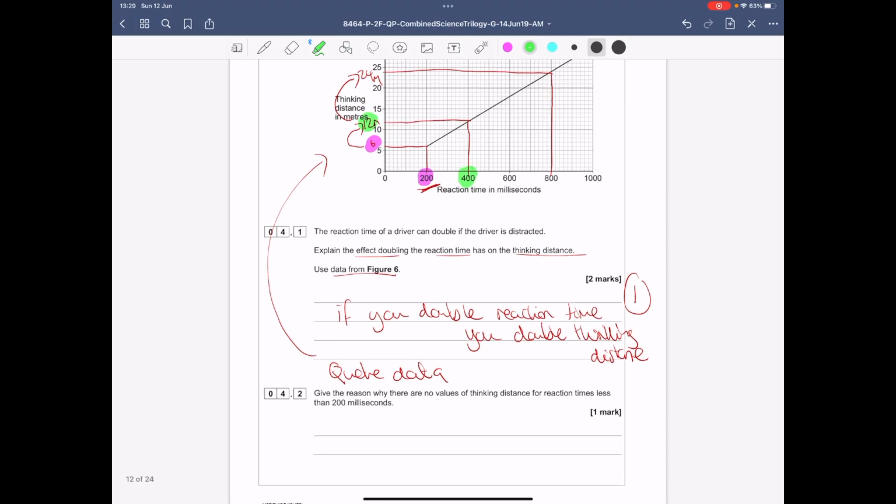Question 4.2 then. Give the reason why there are no values for thinking distance for reaction time less than 200 milliseconds. So why can't we calculate a thinking distance less than 200 milliseconds? Well, it just comes down to basic biology then. People generally can't react faster than 200 milliseconds, therefore we can't work out any thinking distances. So it's just people cannot react faster than 200 milliseconds.